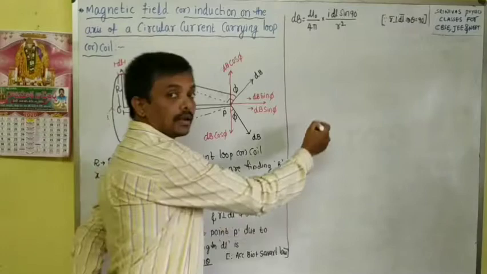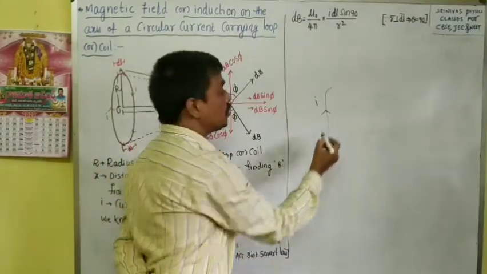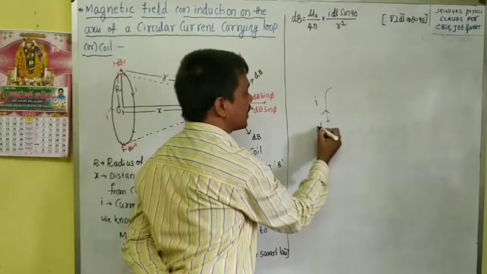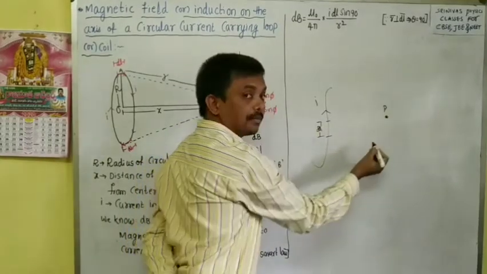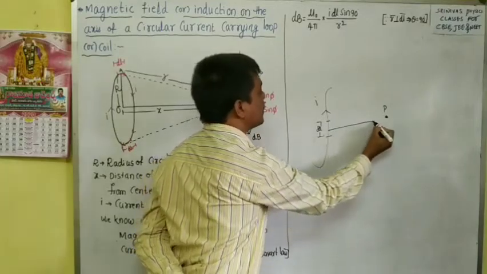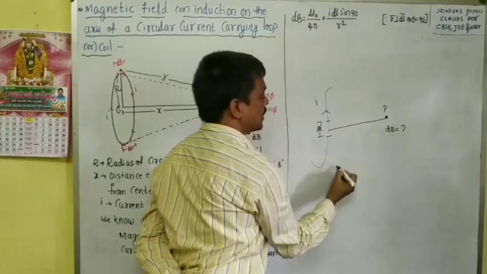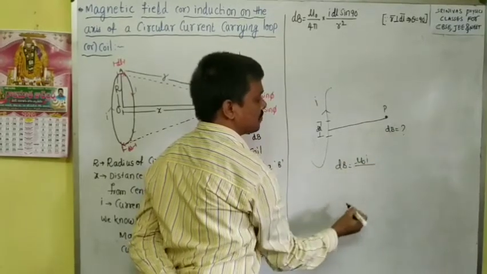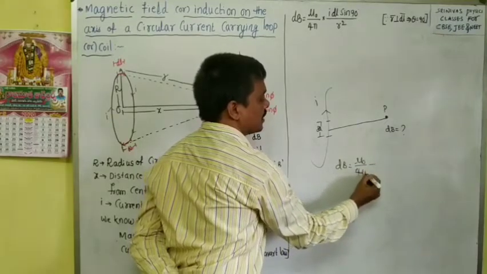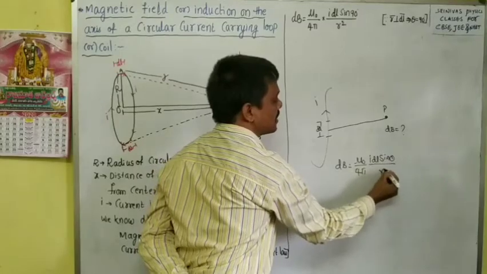In order to apply the Biot-Savart law, this is a current carrying loop. We have to take a small element on the current carrying loop, and now if you want to find out the magnetic induction at point P, you have to join the element and point P. Then after that you have to use the magnetic induction formula. That formula is mu naught I by 4 pi, I dl sin theta by r squared. This is the formula.